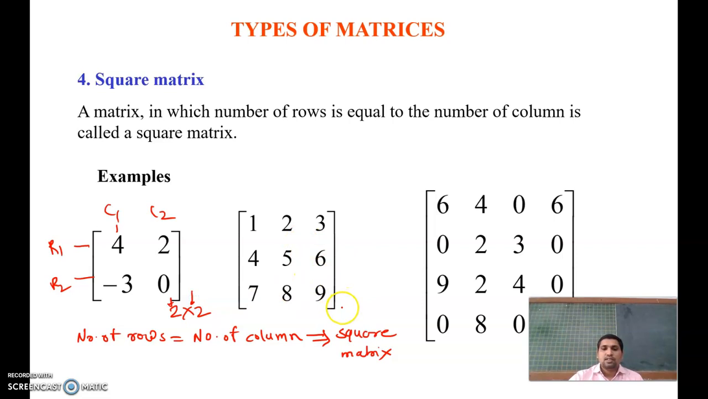Now the next example. This example has 3 rows and 3 columns, so it is also an example of a square matrix. And in this example, there are 4 rows and 4 columns, so this is also an example of a square matrix. In a square matrix the number of rows is equal to the number of columns. The elements of the matrix don't matter. They can be any rational number, real number or complex number. That doesn't matter, but the number of rows should be equal to the number of columns in a square matrix.